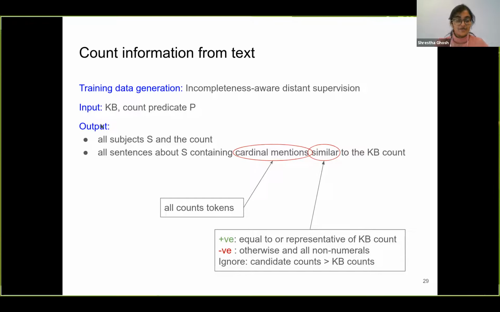So for example, for the predicate has child, you see that for the 100,000 subjects that have this predicate, what is the 90 percentile of the child predicate? If it is around 10 children, then we remove those sentences or mark them as negatives, which have a higher child count, maybe say 100 or so.